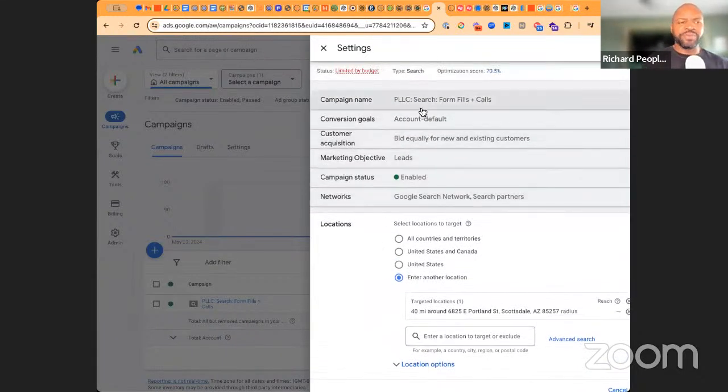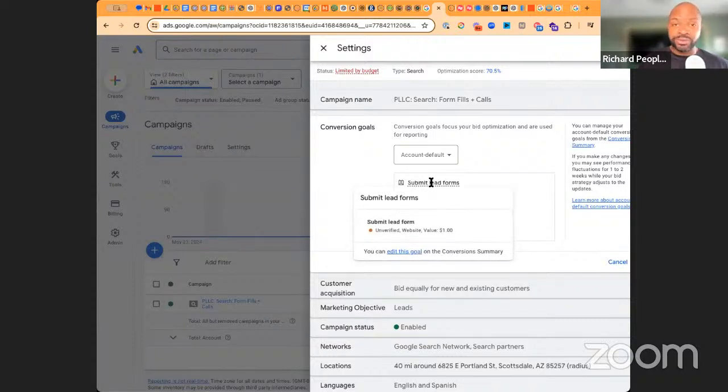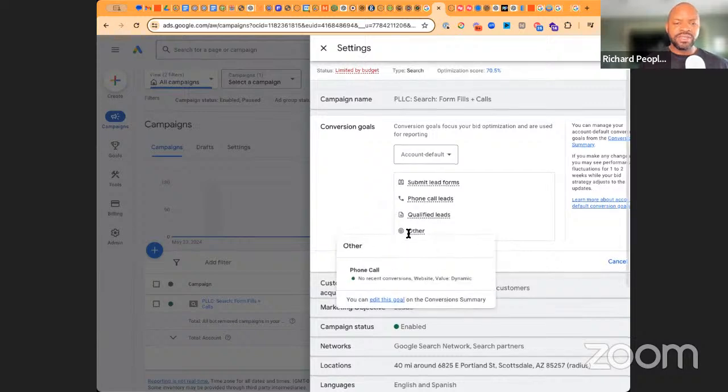Some other things we can do. Now, obviously we can name the campaign. We can give the campaign some goals. We can tell Google, hey, this is what I'm looking to do. I'm looking to get more form fills. I'm looking to get more phone calls. I'm looking to get more qualified leads. That sort of thing.